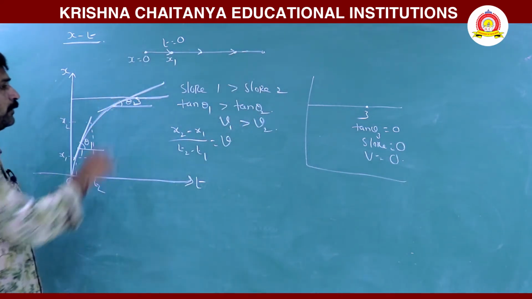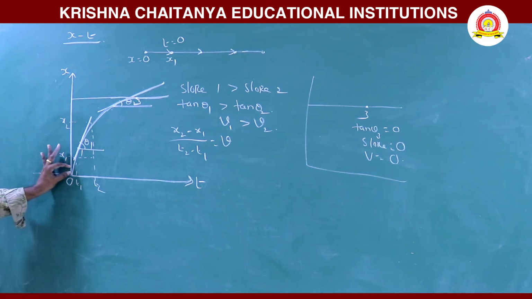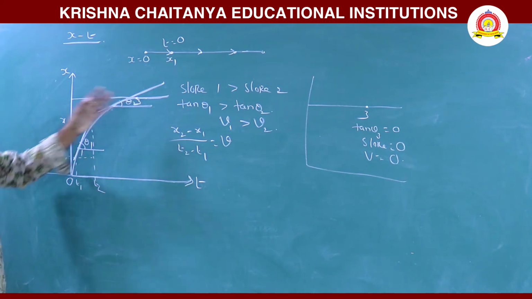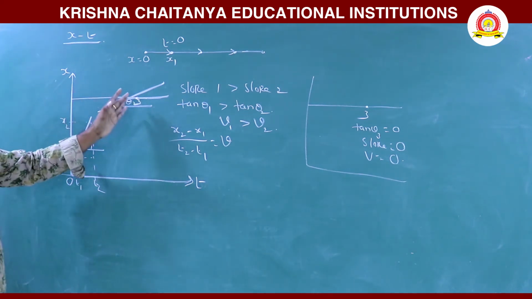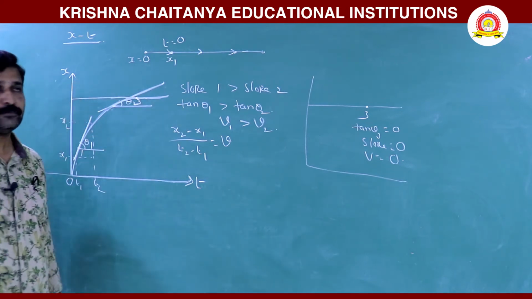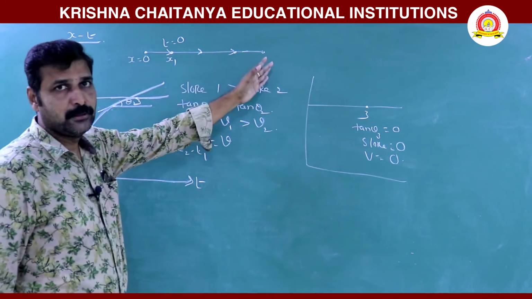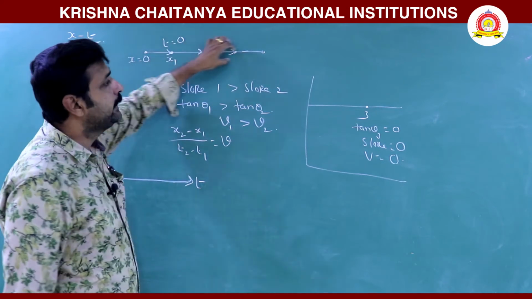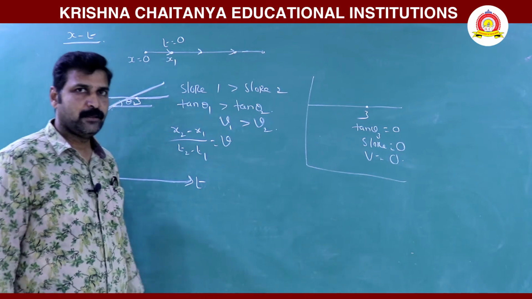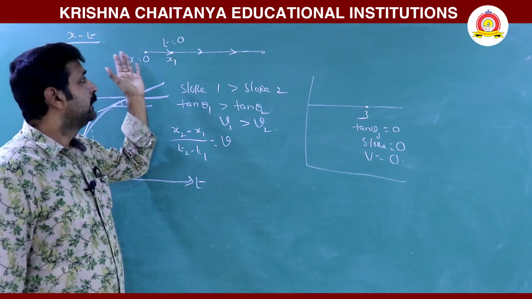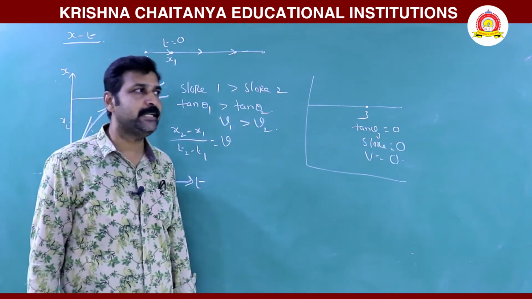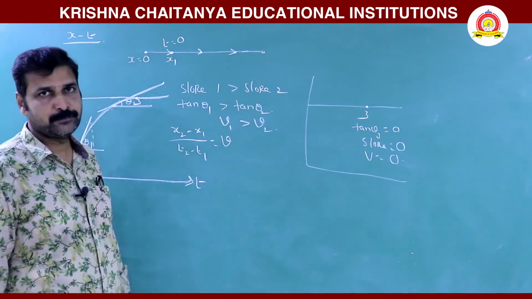So from this graph what you observe is that as slope decreases, velocity decreases. Finally here velocity becomes 0. As the body moves on, velocity gradually decreases. So this is a retarded motion, since velocity decreases from a maximum value to 0.